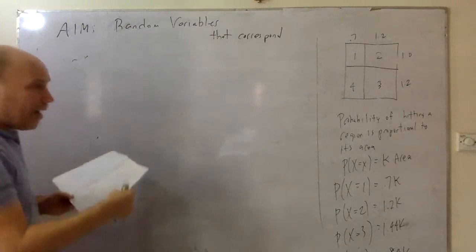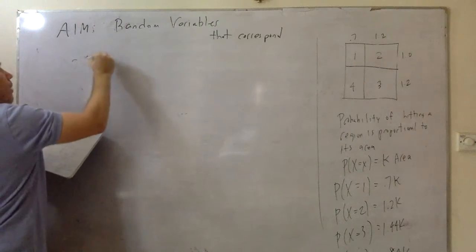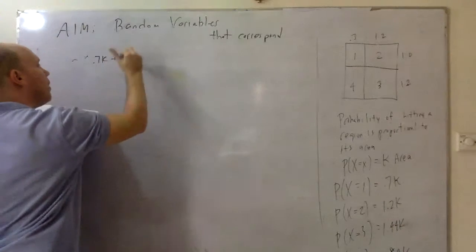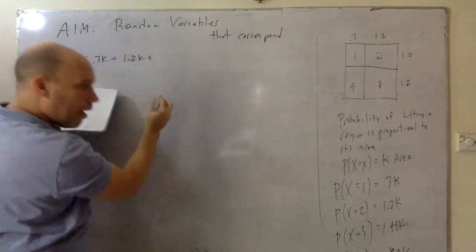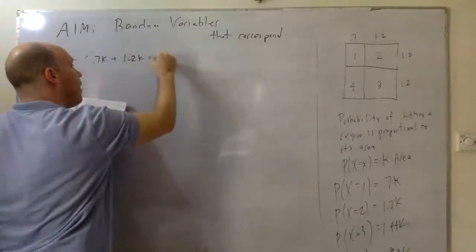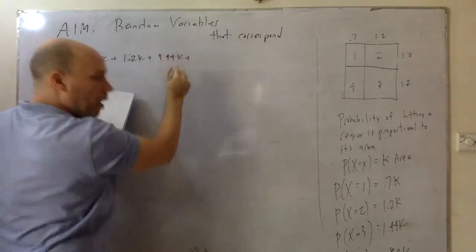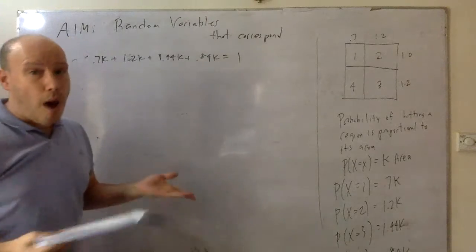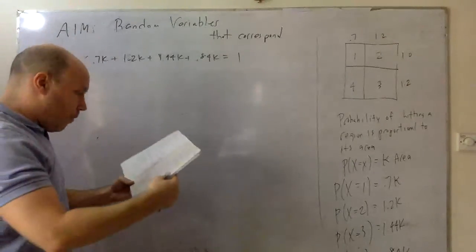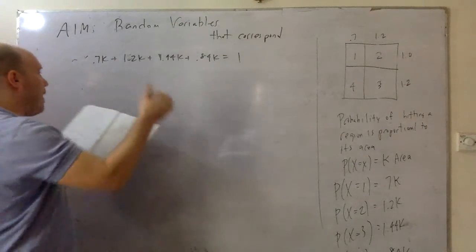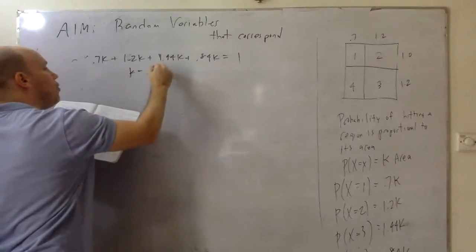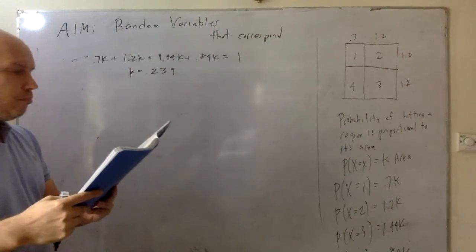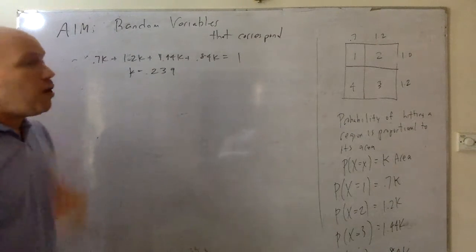The sum is, add these up: 0.7K plus 1.2K plus 1.44K plus 0.84K. This equals 1 because the sum of the probabilities equals 1. Add together, what do we got? We get K equals 0.239. Good. And that's basically it.